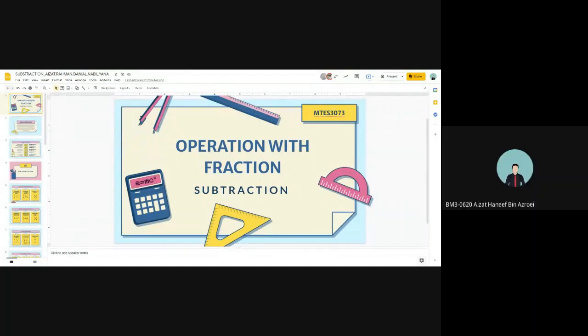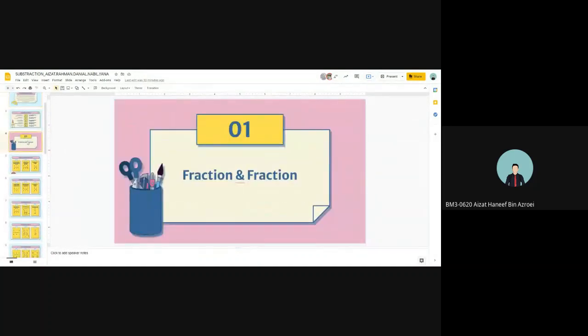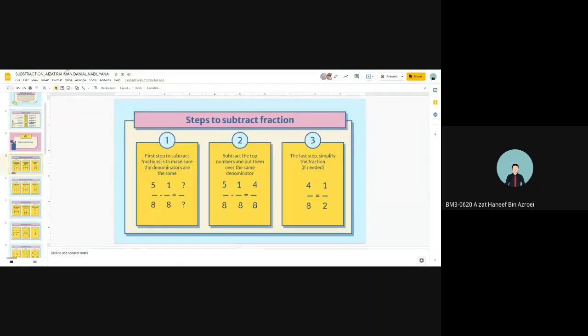Okay, can everyone see my screen? Yes. Okay, so we will continue with operation with fractions, subtraction. So we are from G2. Okay, first we will go to fraction and fraction, meaning subtraction between fractions. The first is, I think, the most standard algorithm for subtraction.